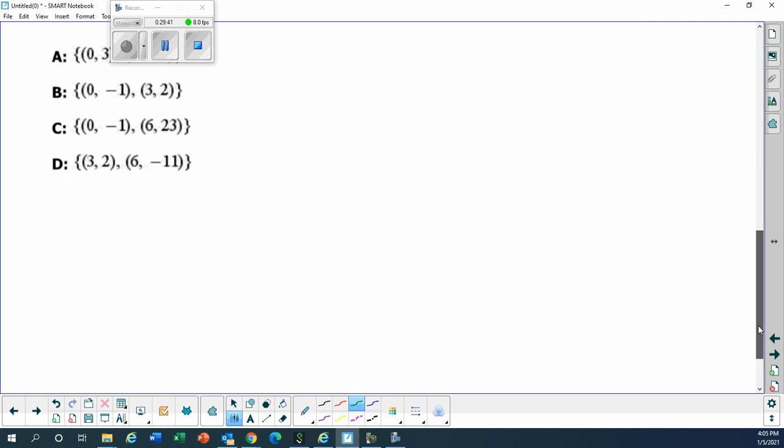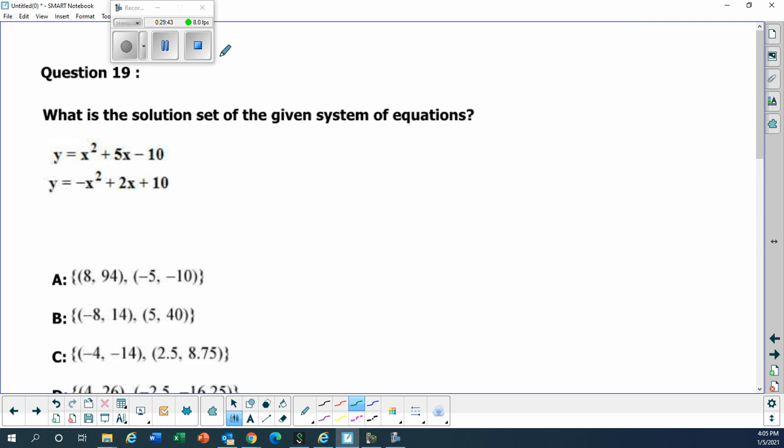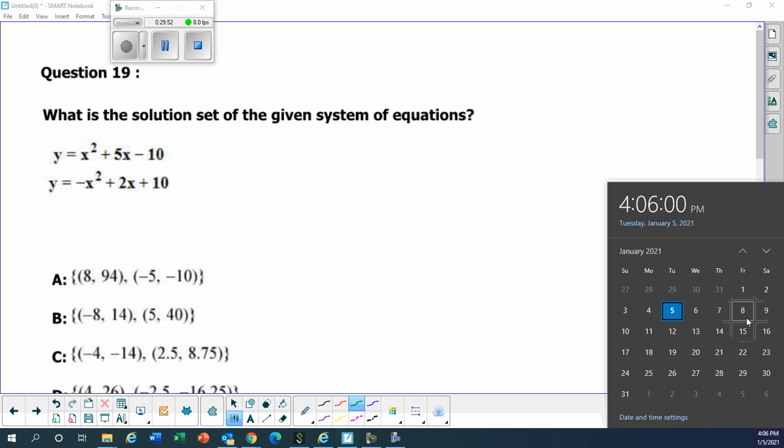So be familiar with your Desmos and ask questions. We will have your test on Friday, I think January 8th, is when you guys will be taking your test.